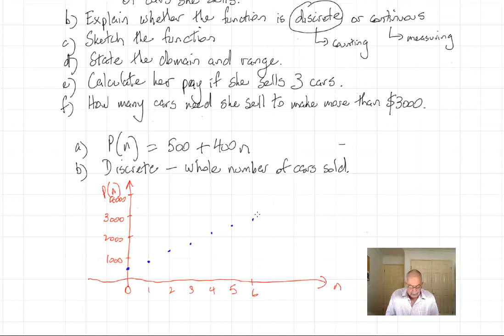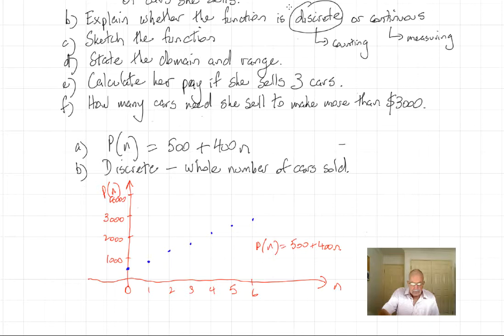There's our sketch, and we should put a name on the sketch somewhere. So we've got P of n equals 500 plus 400n. Now, because it is a discrete function, you don't draw a line through that, because, as we said before, she doesn't sell 0.25 of a car. Don't get too complicated and think she sells a car with someone else, so they split the commission. Just keep it simple. And so there's no in-between values there for this discrete function.